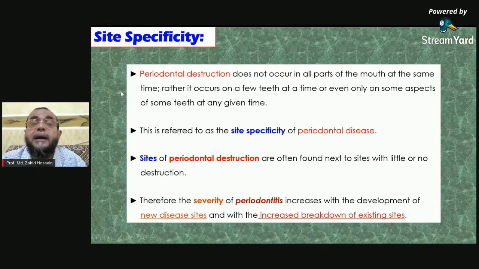This is really amazing, or astonishing, a surprising thing that you will find in periodontal disease.